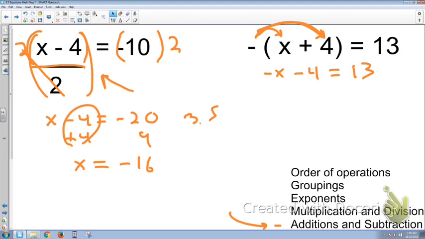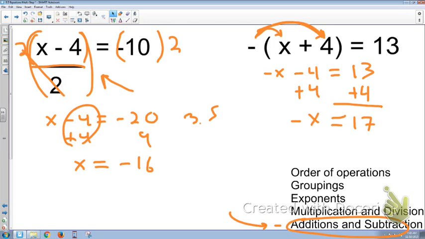I can start with the additive inverse stuff first. I'm going to undo anything addition and subtraction, so I'm going to undo the minus 4 by adding 4 to both sides, and that's going to be equal to 17, which is equal to a negative x.